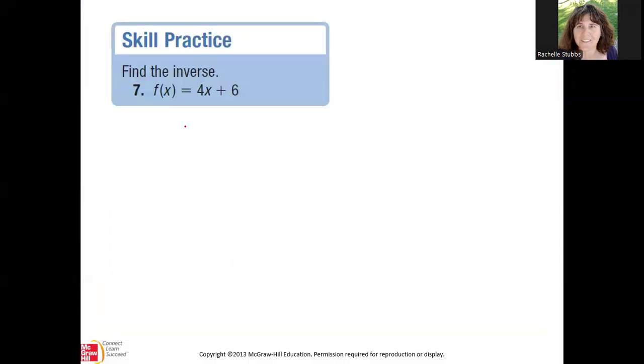Okay, so here we have it. First step, rewrite it like this. Second step, exchange places with x and y. Third step, solve for y.